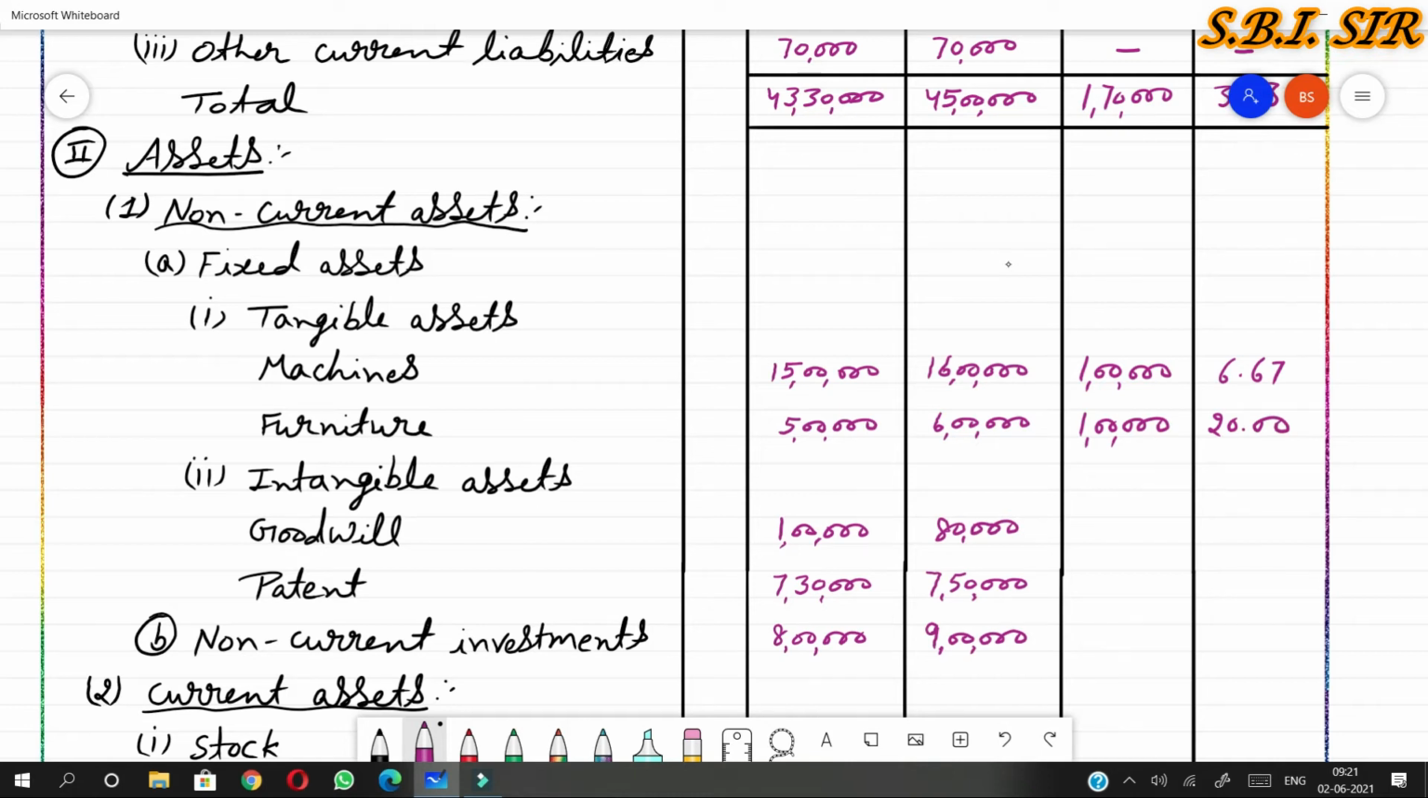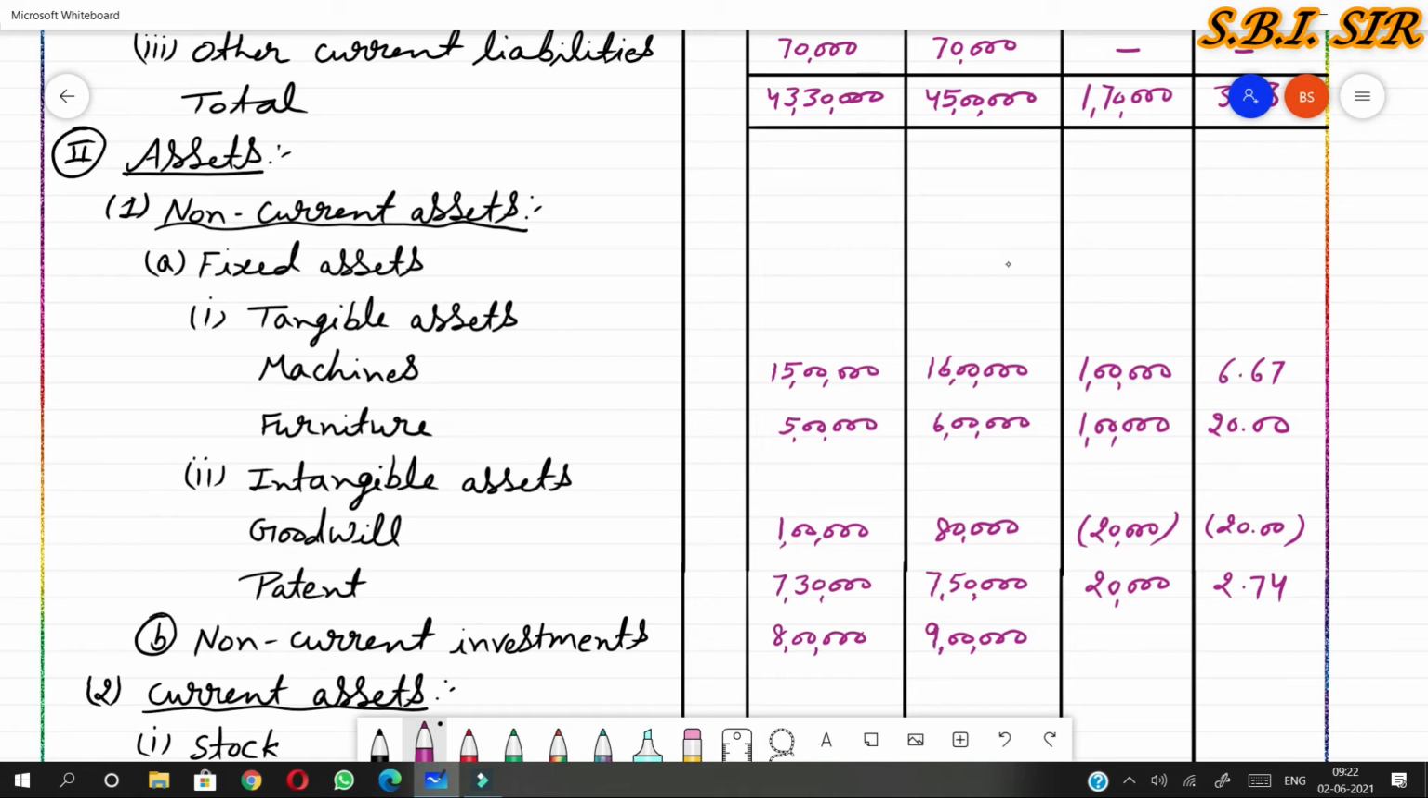Then in goodwill there is a decrease. 80,000 minus 1 lakh, we will get minus 20,000. 20,000 divided by 1 lakh multiply by 100, we will get 20 percentage in minus. Then in patent there is an increase. 7,50,000 minus 7,30,000, we will get 20,000. 20,000 divided by 7,30,000 multiply by 100, then we will get 2.74 percentage.